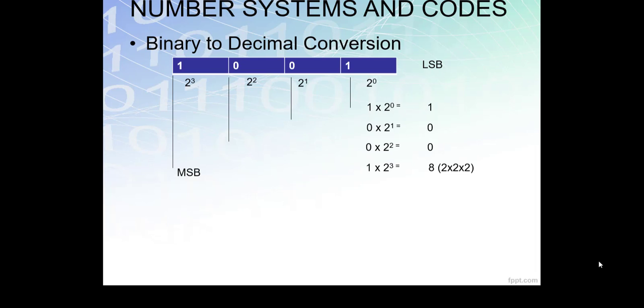So now you add the result values. Here you are getting 9. So what is this? The decimal equivalent of the given binary is 9.